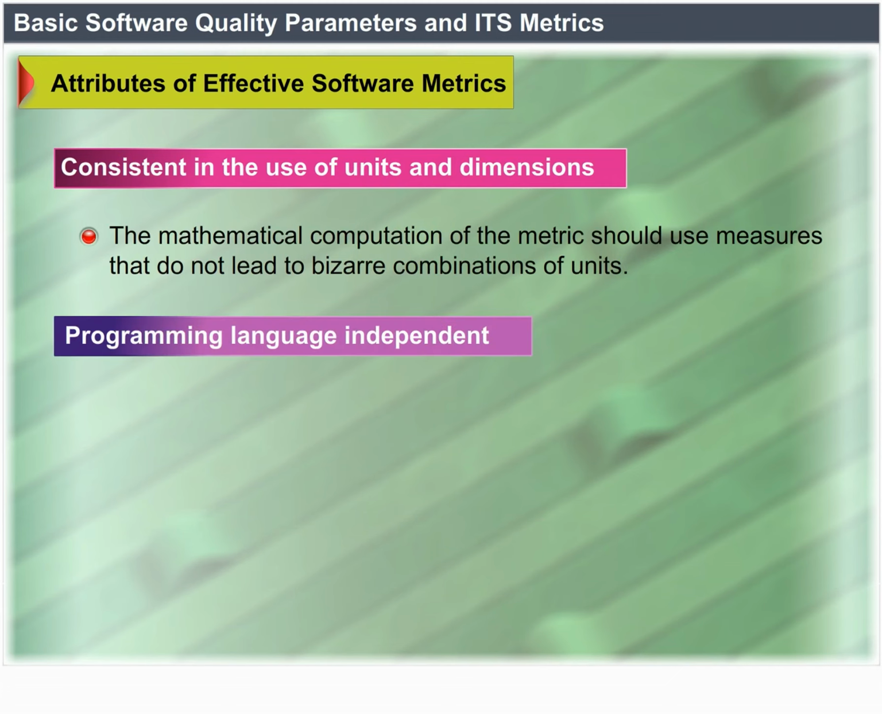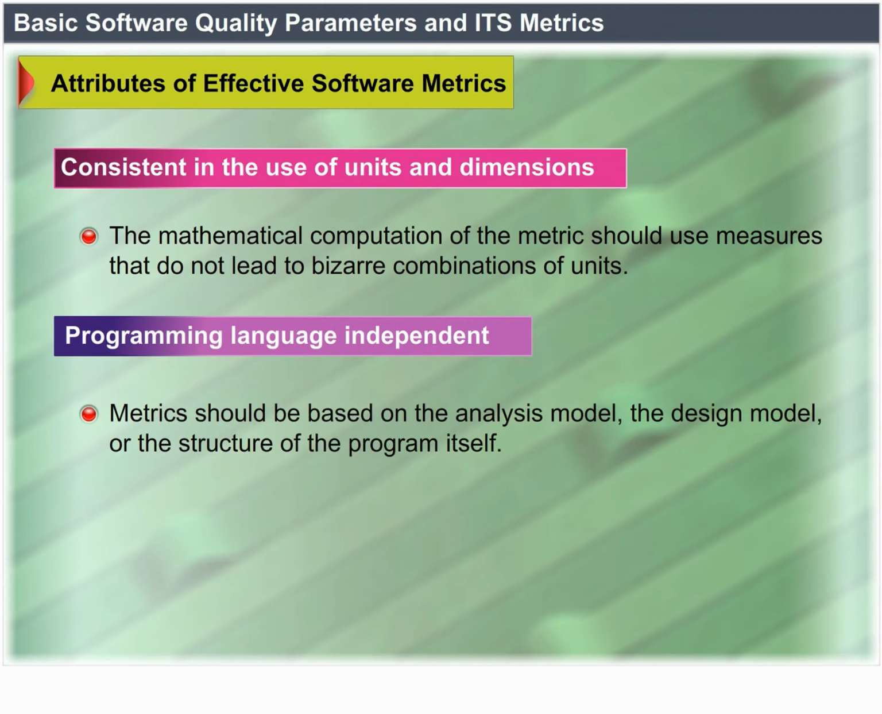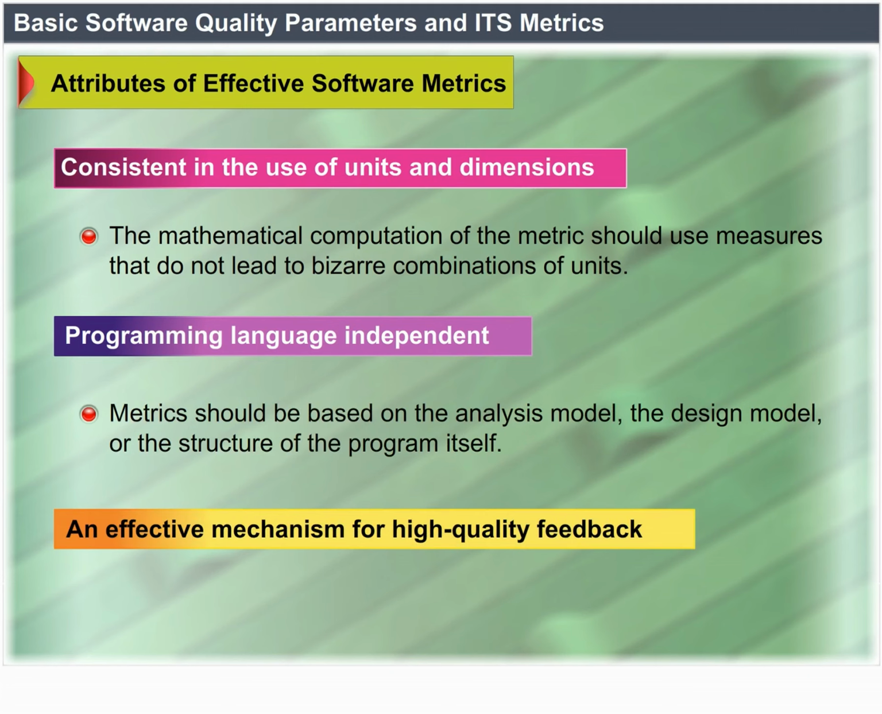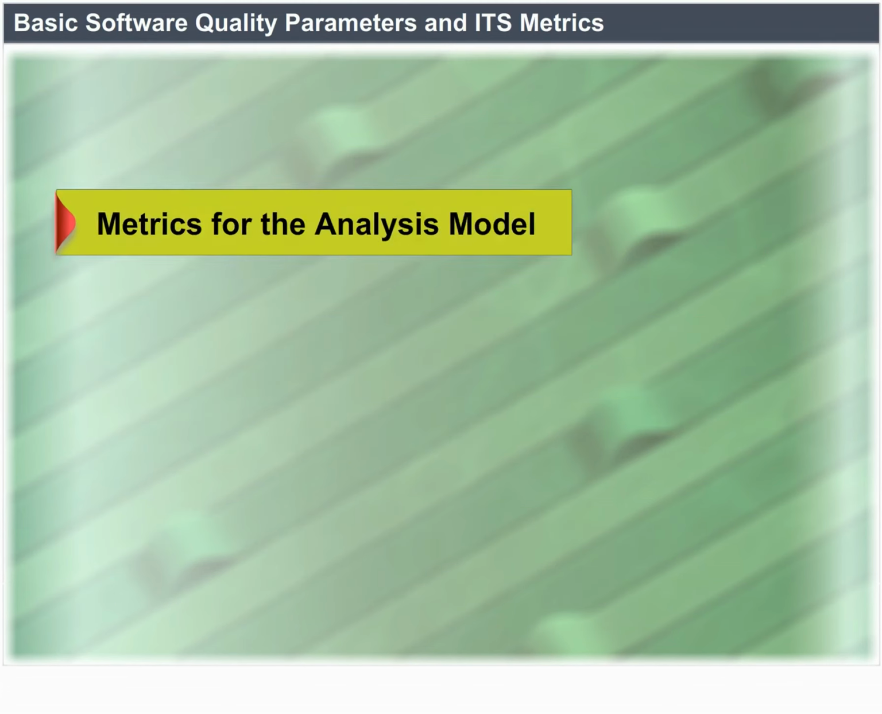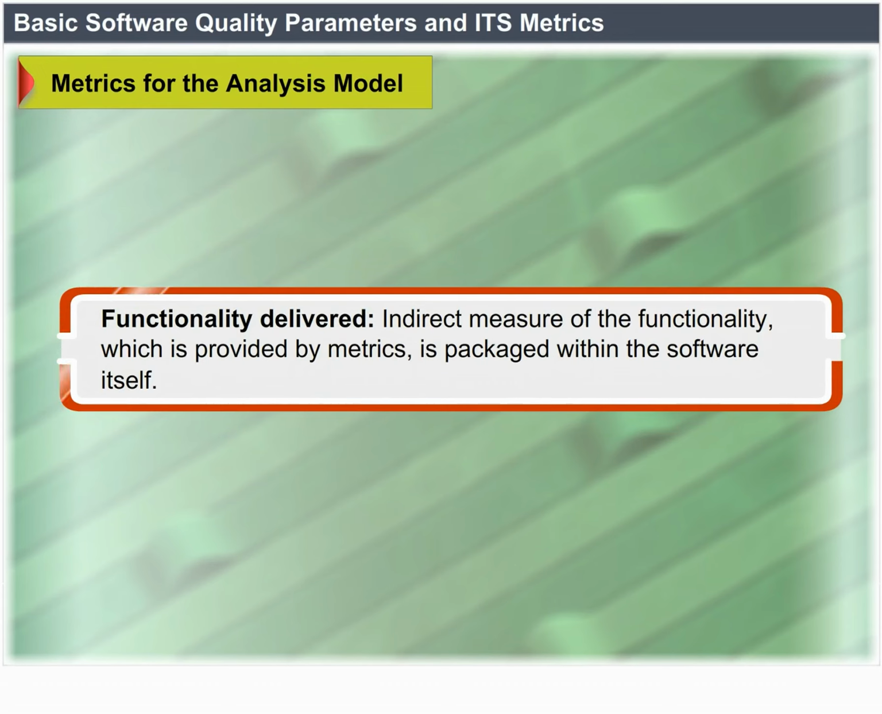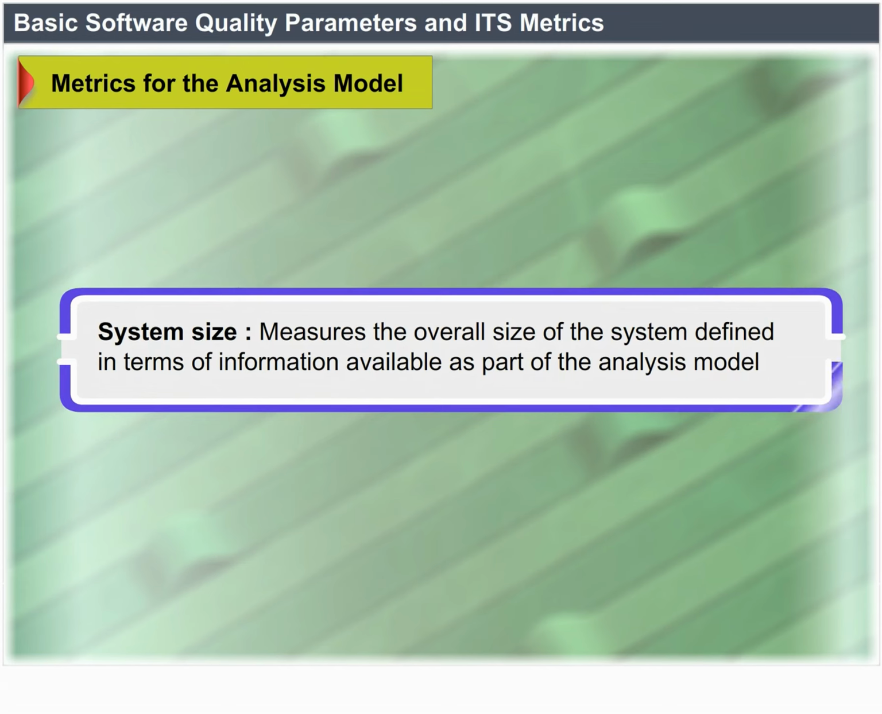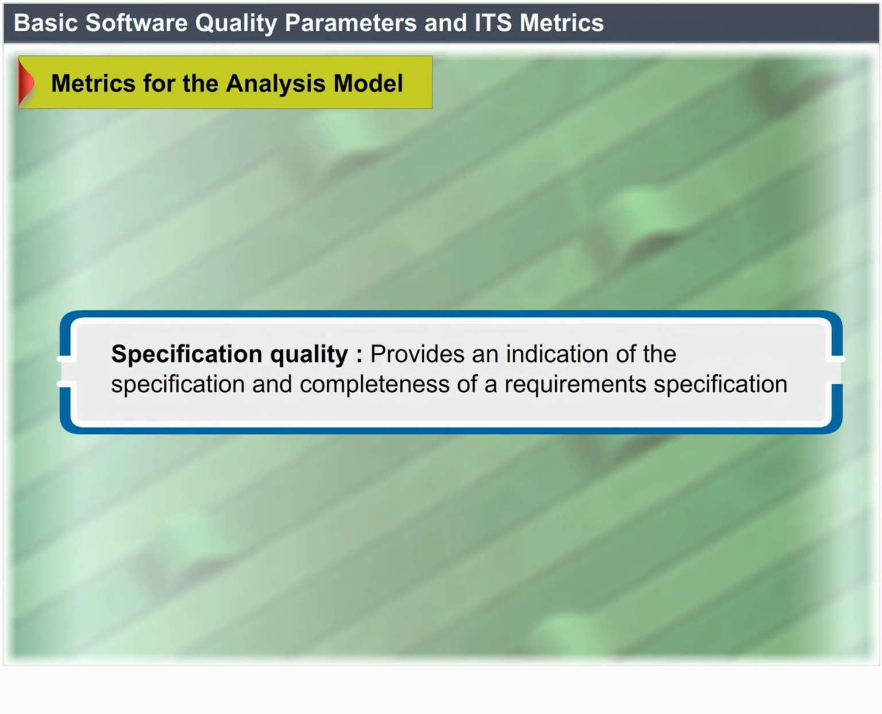Programming language independent: metrics should be based on the analysis model, the design model, or the structure of the program itself. An effective mechanism for high-quality feedback: the metric should lead to a higher quality end product. Metrics for the analysis model. Functionality delivered provides an indirect measure of the functionality that is packaged within the software. System size measures the overall size of the system defined in terms of information available as part of the analysis model. Specification quality provides an indication of the specificity and completeness of a requirement specification.